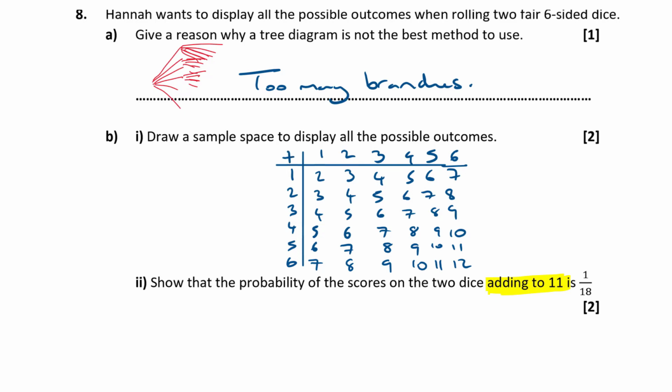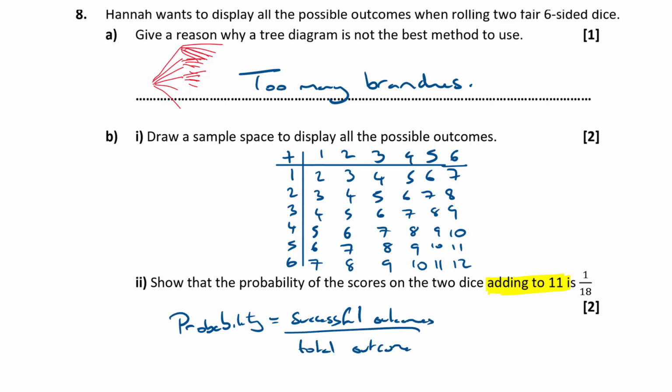And then in the last part here it says show that the probability of the score of the two dice adding to 11 is 1 over 18. Well, there are 36 outcomes altogether. Now probability is equal to successful outcomes over total outcomes, isn't it? That's the definition of probability.